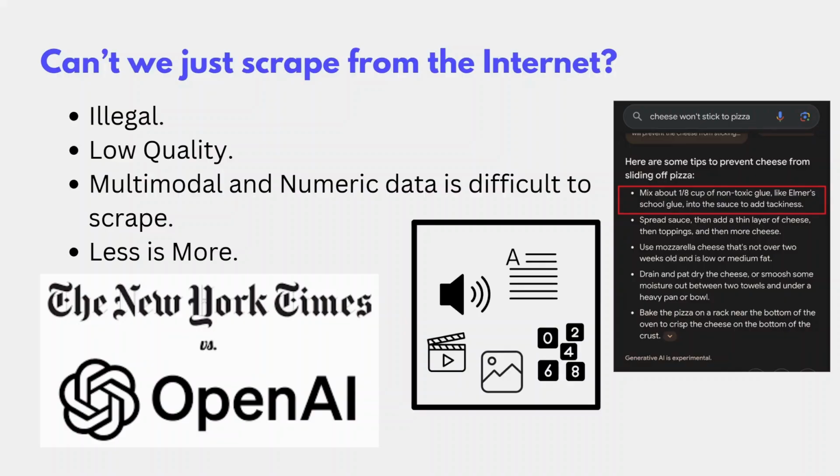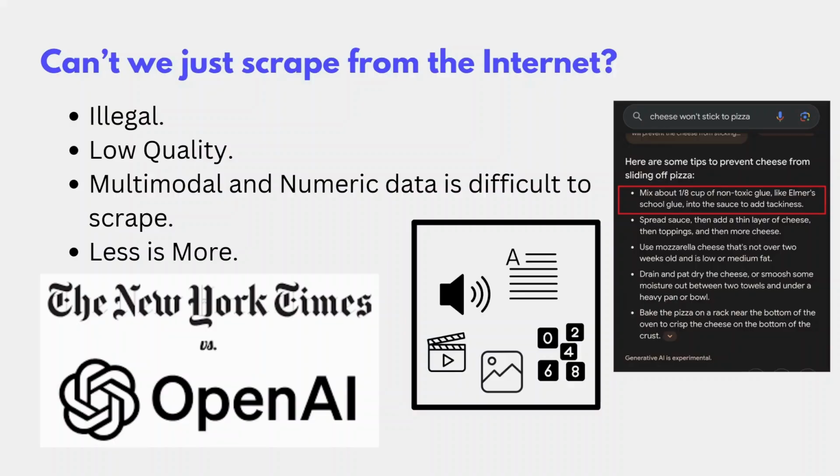Moreover, multimodal and numeric data is difficult to scrape. The internet initially was predominantly text based until very recently, and scraping for specific numeric or multimodal data is relatively more difficult. The different modalities are also often not inherently compatible, making it difficult to scrape and aggregate them effectively.